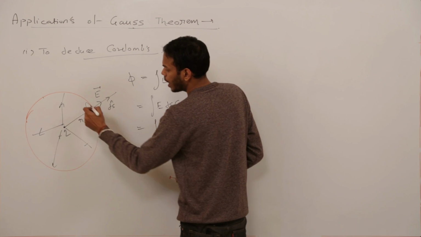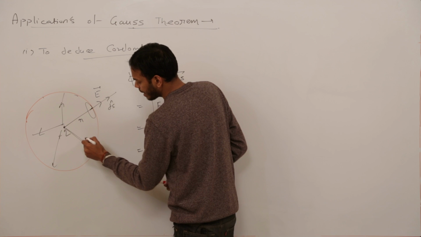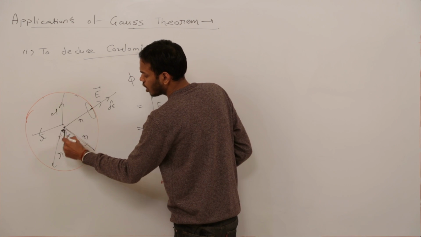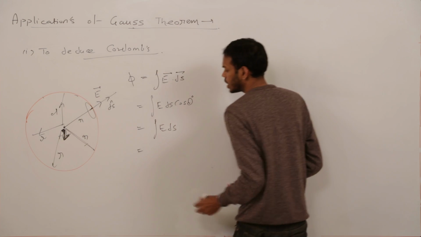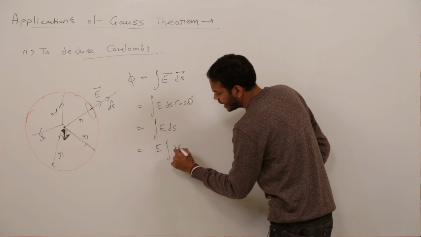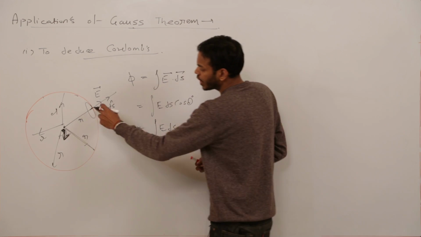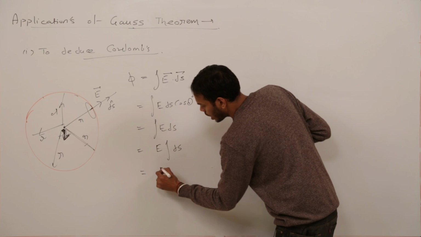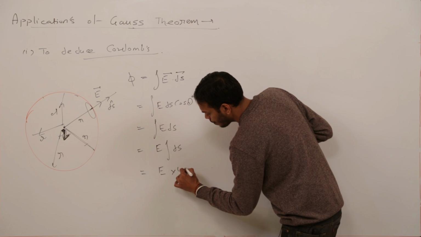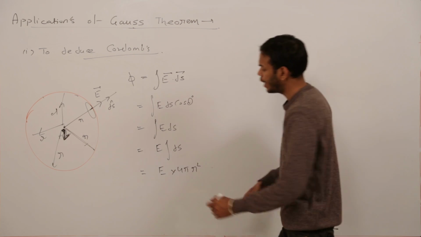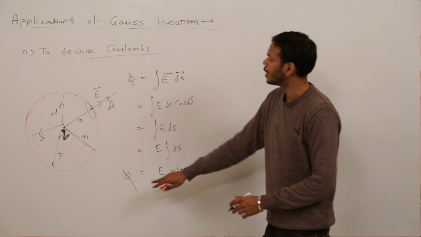Cos 0 is 1, so you are left with E ds. I am taking E common out. E is a constant, it will be out. Why is E a constant? Because at a constant distance, E will be the same for all points at radius r from this charge. So E is a constant, integral of ds. What will be the integration of ds? ds will give me the complete surface area of the sphere of radius r. So the answer is E into 4 pi r square. Alright, this is the value of flux which I have deduced.